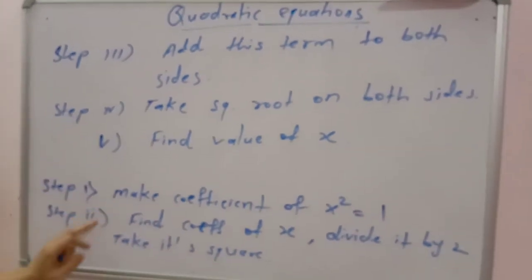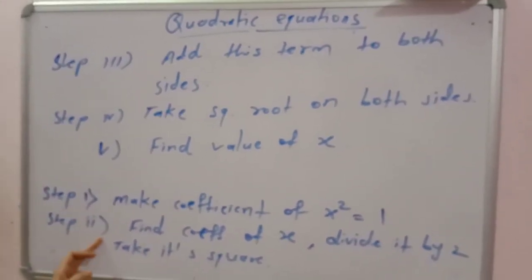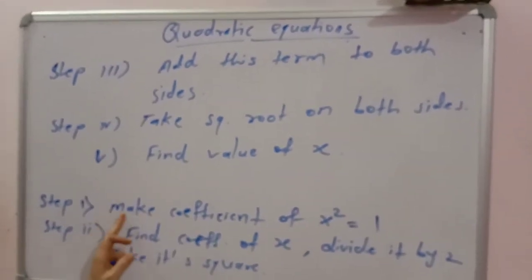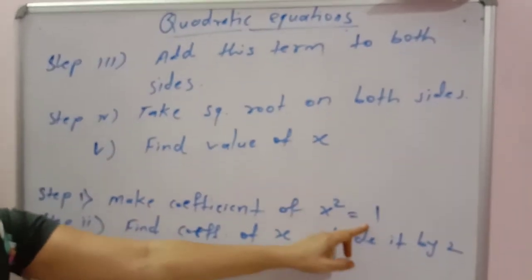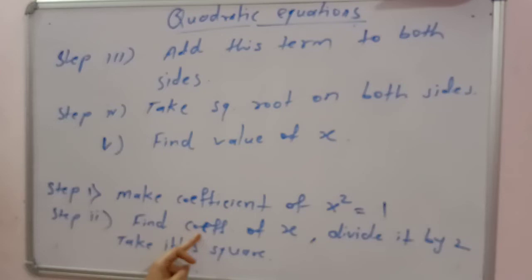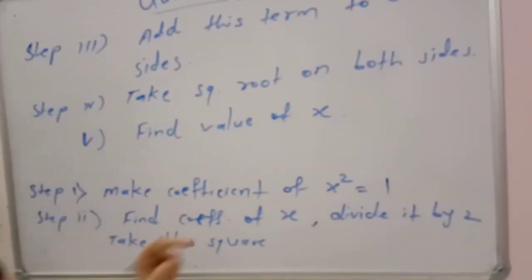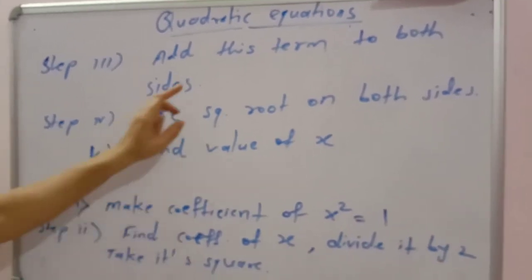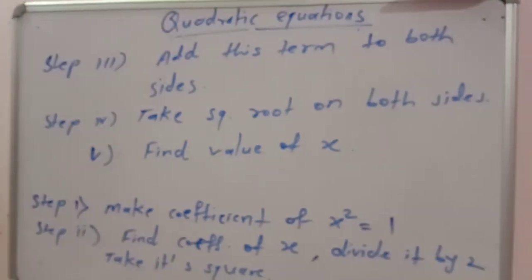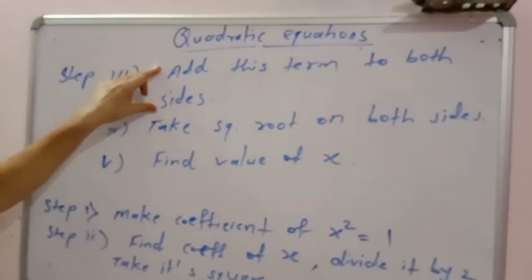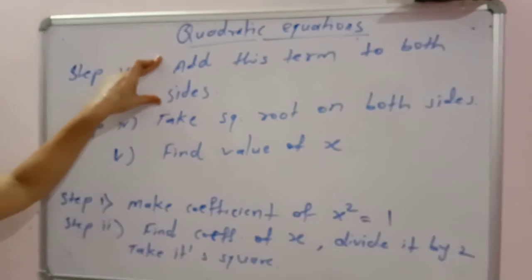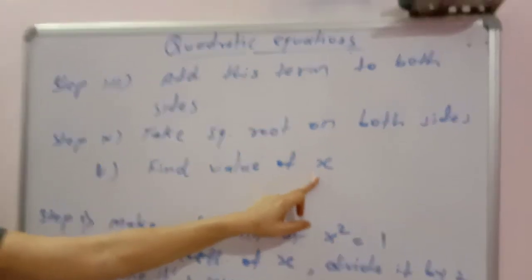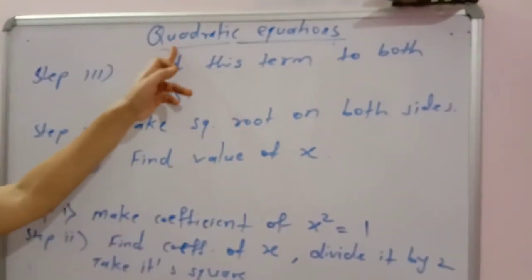Okay, so these are the 5 steps in getting the roots of the quadratic equation by completing square method. Make coefficient of x square 1, that is also essential. You know why. Find coefficient of x, divide it by 2, find its square, then add this term that we got in step second to both sides of the equation. Then shift the constant term to the right hand side. Take square root on both sides and then find the value of x, and these values of x are the roots of the quadratic equation.